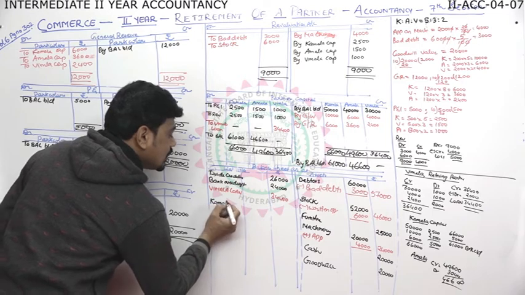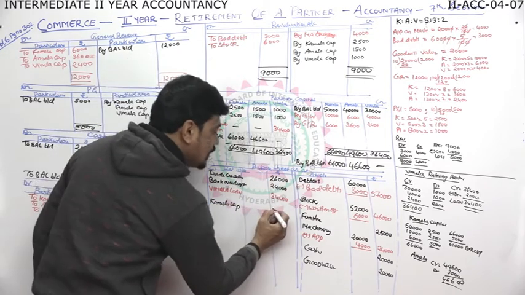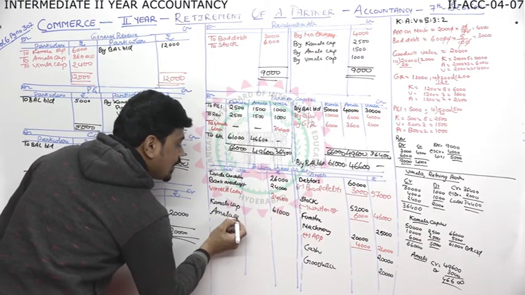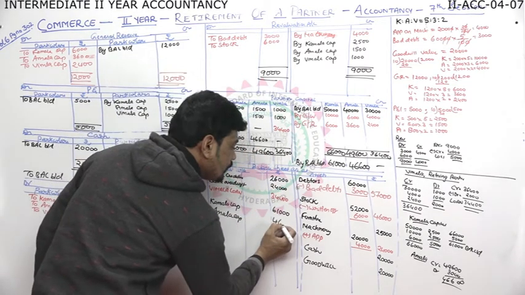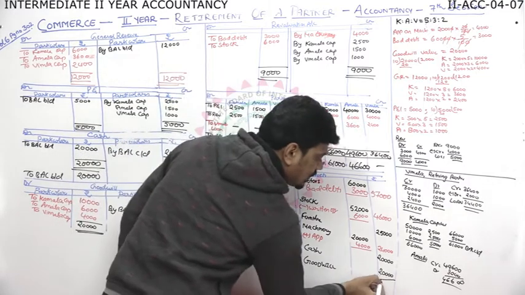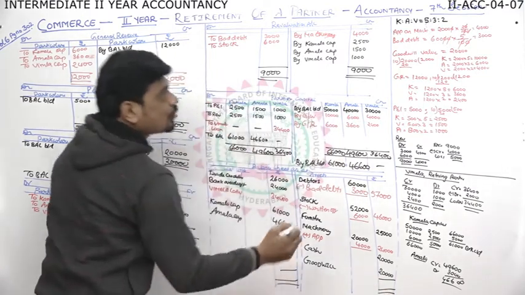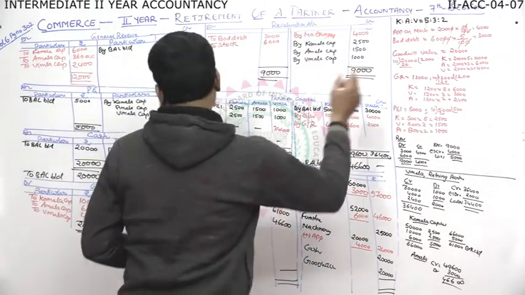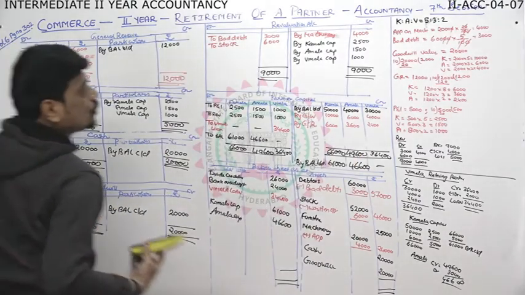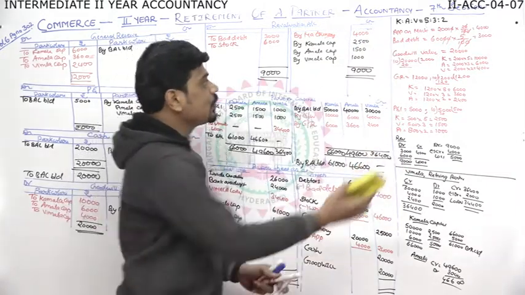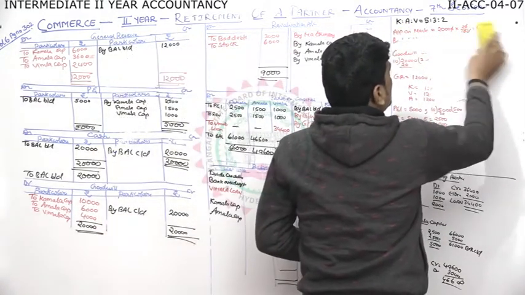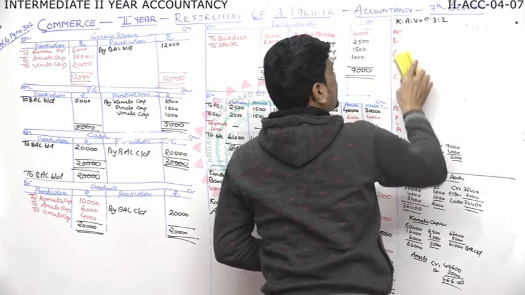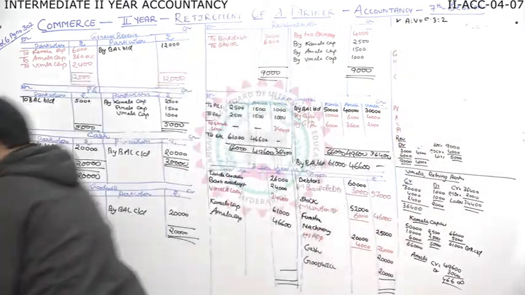We'll write Kamala capital. How much is Kamala's capital? 61,000. Then partner Amala. Amala's capital 46,600. Then, you know, we have to do the balance sheet. So, space is not there. So, I'll wipe out this and I'll do the balance sheet total here. Hope you all have understood this working. Now, I'm doing the balance sheet total for you all here. You can just see the balance sheet total.